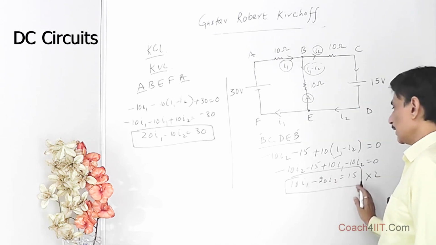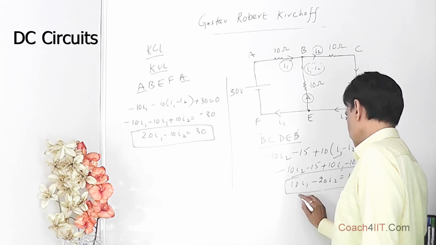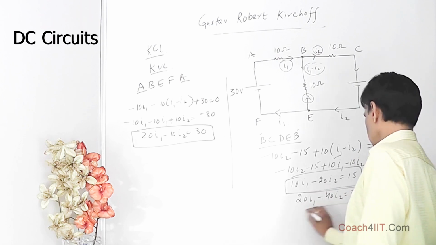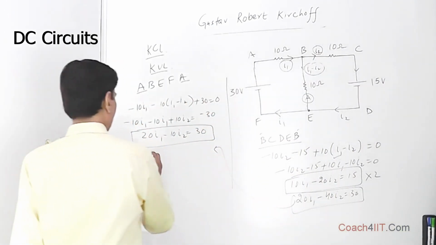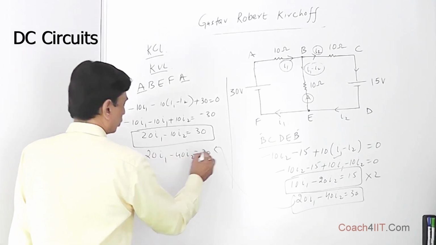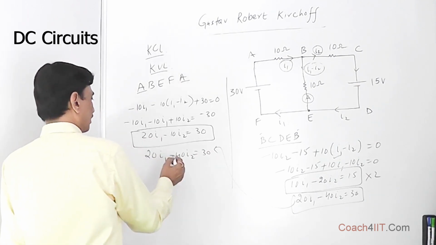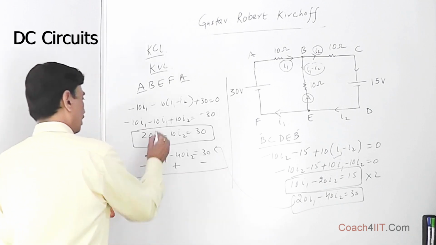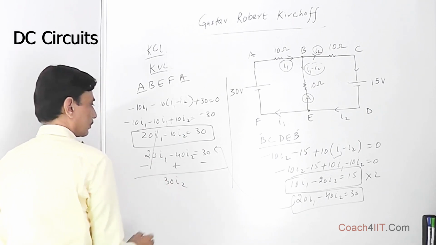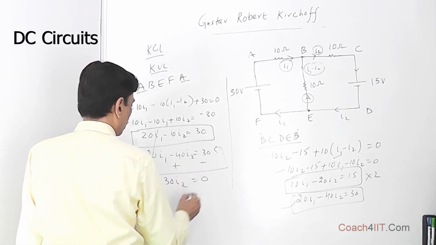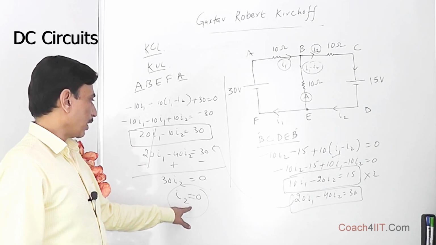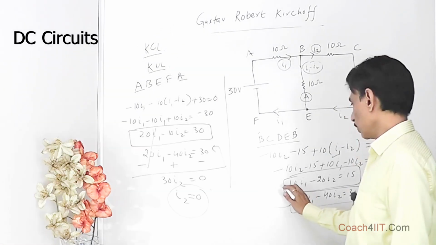Now if we multiply both the sides by 2, so that eventually we can compare these two, this gives 20I1 minus 40I2 is equal to 30. Let's write it over here. If we subtract this from this, 20I1 and 20I1 get cancelled, minus 10I2 plus 40I2 is equal to 30I2, and 30 minus 30 is equal to 0. So it means I2 is going to be equal to 0. If I2 is equal to 0, we can put it in any of the equations. Let's say we put it in this equation.